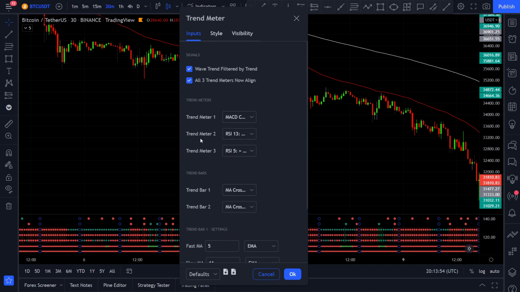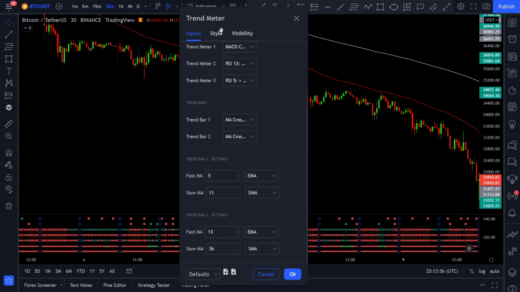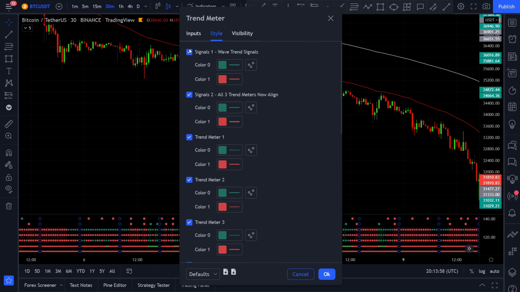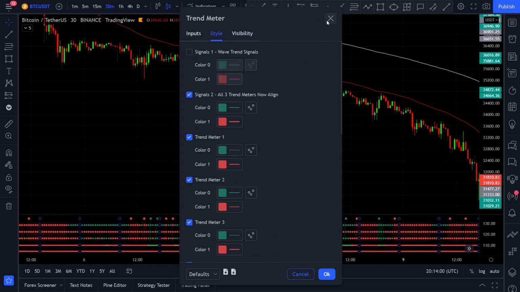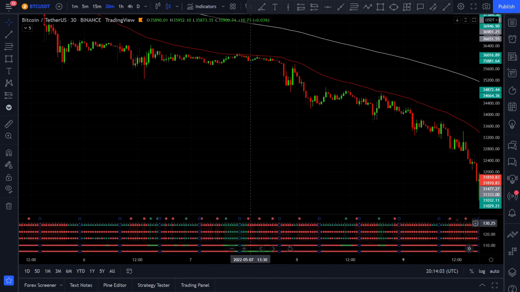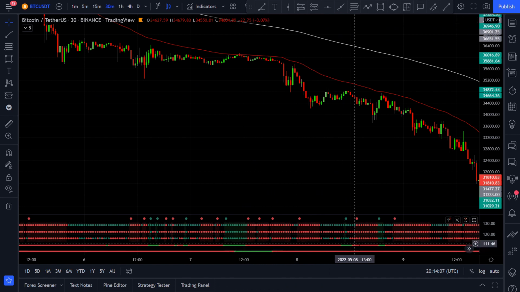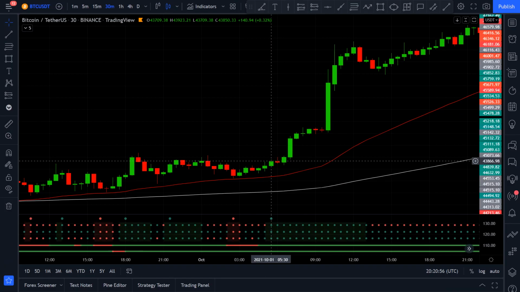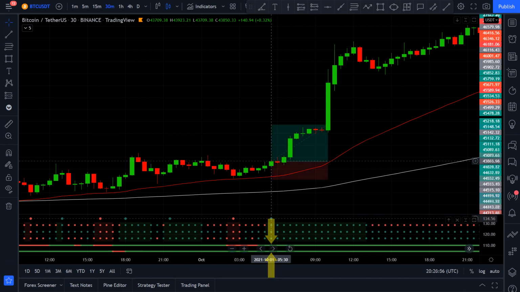On the trend meter, we are going to use the default settings and there's only one thing we are going to change. We will get rid of the Signals 1 option. Now if we take a look at the indicator, we can see red and green dots printed on the chart and two lines on the bottom. The basic entry signal is the following. Once we have 4 green dots and the 2 lines are in green color, we can enter into a long position. But this is not the only indicator we are going to use, so let's move on.